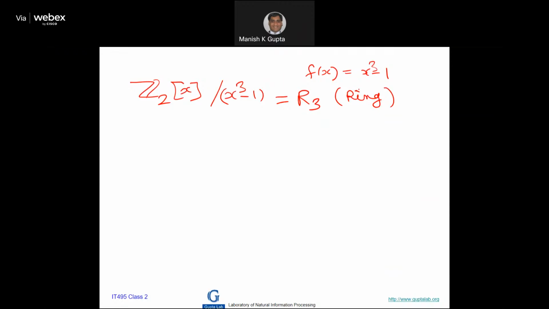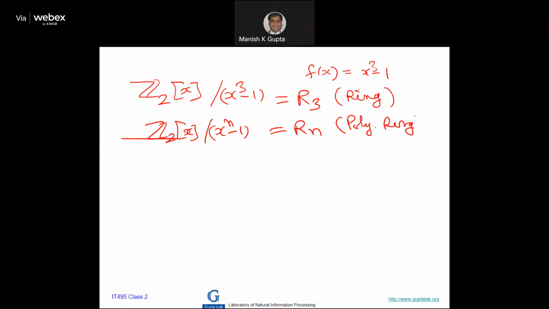I have taken care of the cyclic business by introducing x cubed minus 1 equal to 0. In general, I can write it down like this: Z2[x] mod x raised to n minus 1. When we're looking at length n, this is a polynomial ring for any n. I'm just showing you an example for length n equal to 3, right? Z2[x] is the whole space, and you map the whole space and reduce it with the polynomial f(x) equal to x raised to n minus 1.